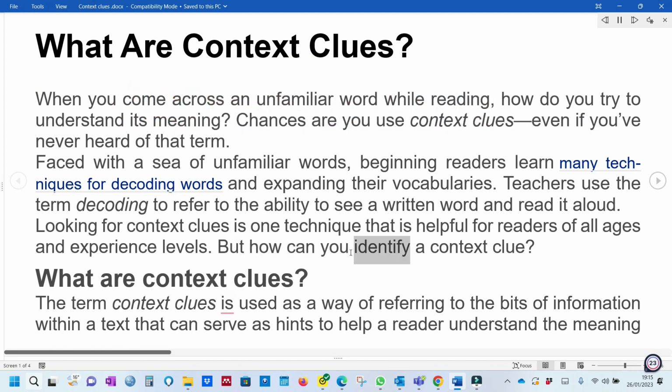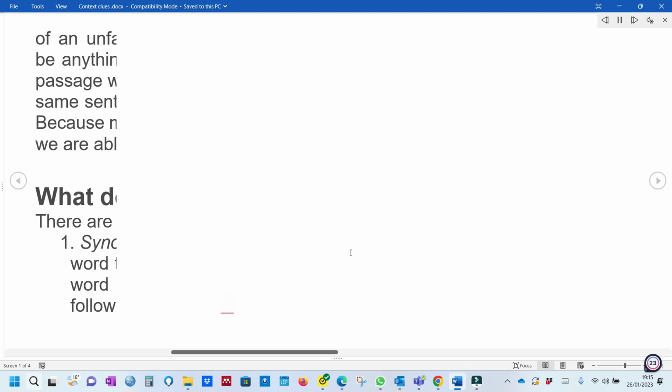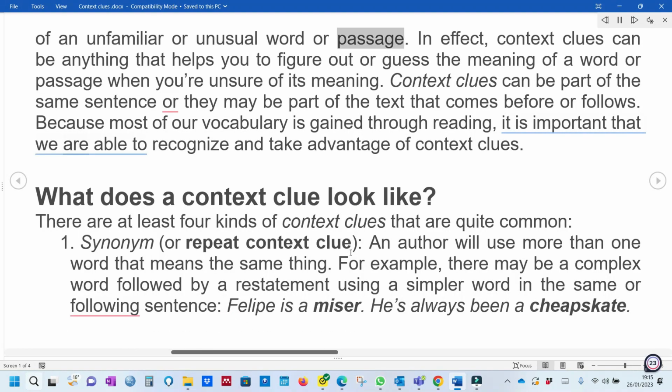But how can you identify a context clue? What are context clues? The term context clues is used as a way of referring to the bits of information within a text that can serve as hints to help a reader understand the meaning of an unfamiliar or unusual word or passage. In effect, context clues can be anything that helps you to figure out or guess the meaning of a word or passage when you're unsure of its meaning.